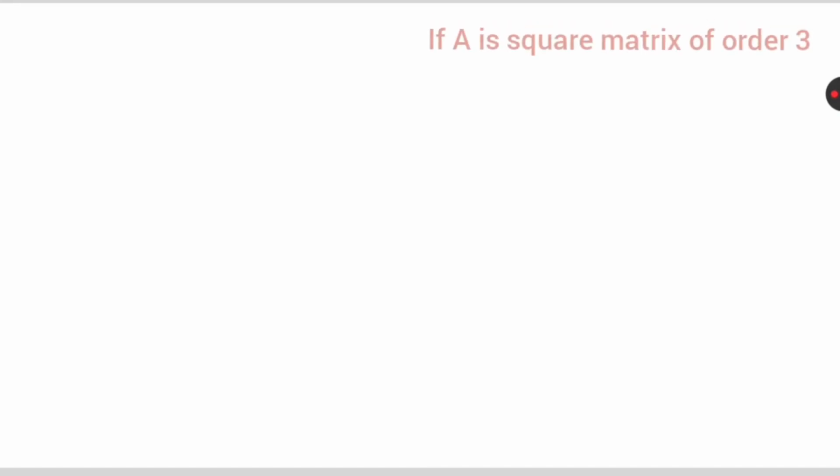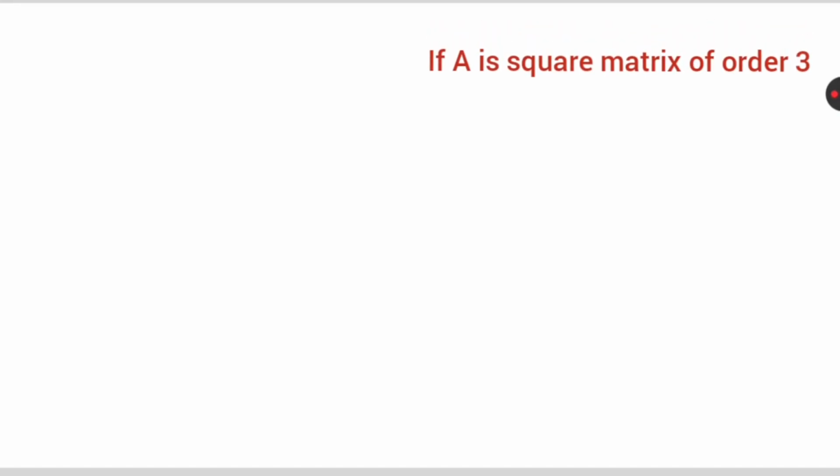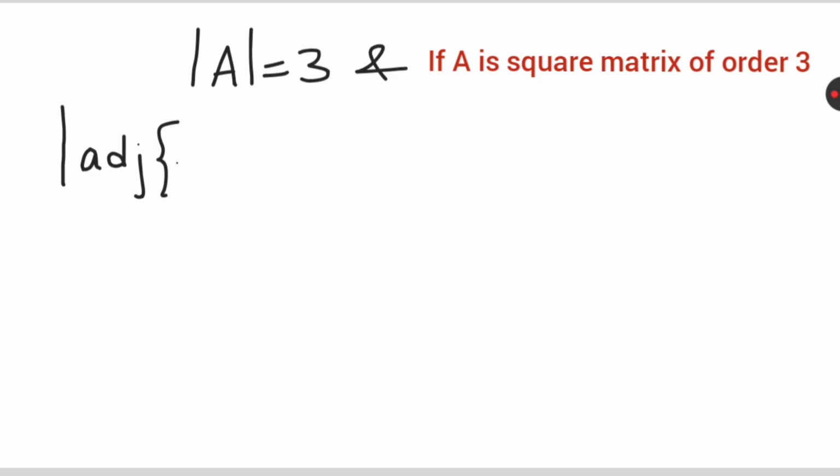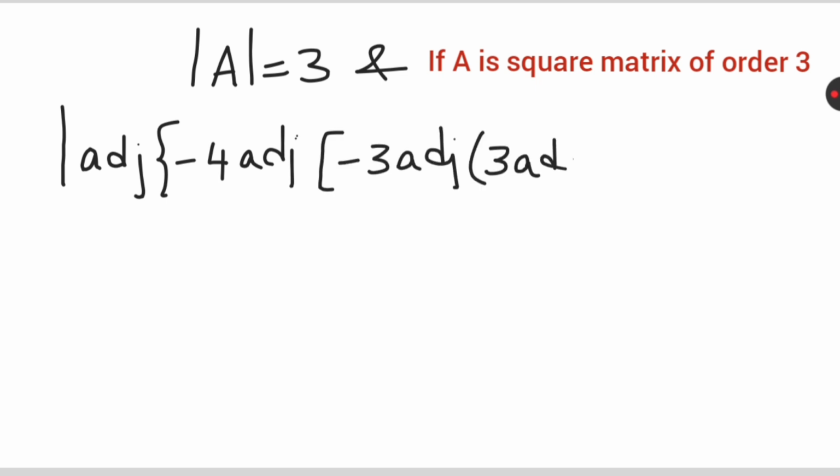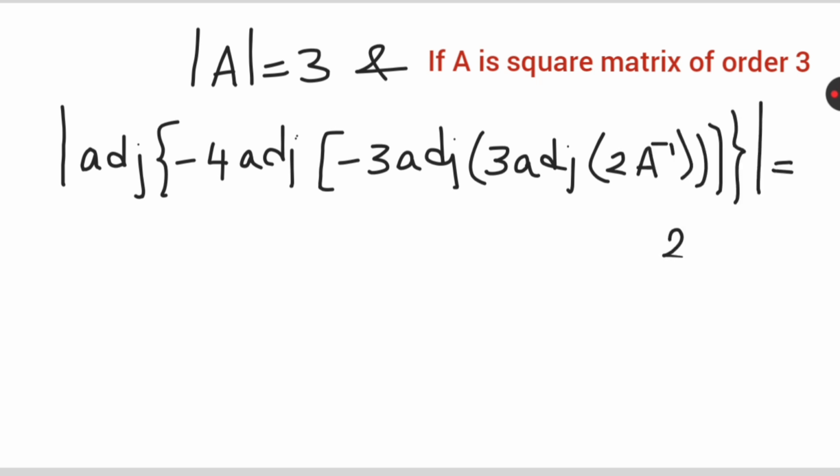Today's question is, if A is a square matrix of order 3 such that determinant of A is equal to 3, and determinant of adjoint of minus 4, adjoint of minus 3, adjoint of 3, adjoint of 2A inverse is equal to 2 raised to the power of m times 3 raised to the power of n, then we need to find the value of m plus 2n. This is the given question. So let's see how to solve it.